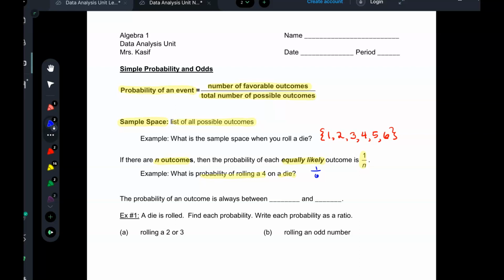Now, the probability of an outcome is always between what and what? Well, let's think about it. If I say, what's the probability of rolling a 7? Well, there is no 7 on a die. So there is a 0 probability of rolling a 7. But what if I said, what's the probability of rolling a 1, a 2, a 3, a 4, a 5, or a 6? Well, that's 100% chance, and we would say that is a probability of 1.